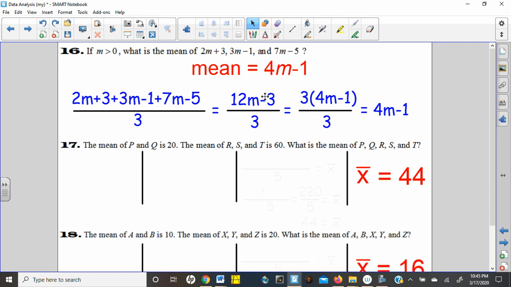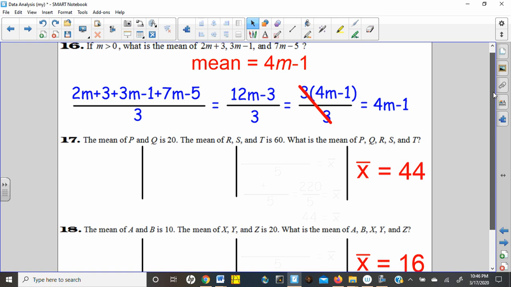12m minus 3 over 3. A lot of times there's not much you can do with that, but in this case, 12 and 3 are both divisible by 3. I can factor out this 3 and then cancel it. And so the average of those 3 binomial expressions is 4m minus 1.